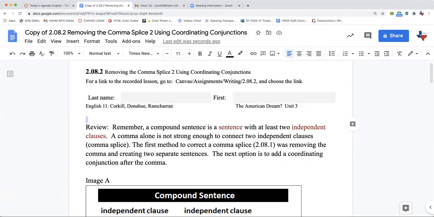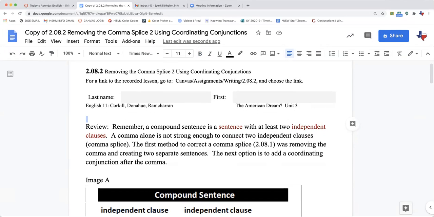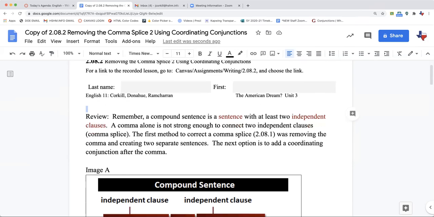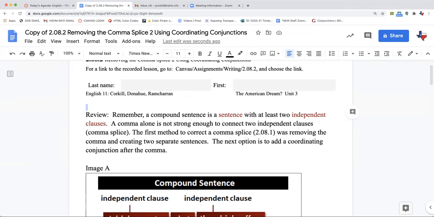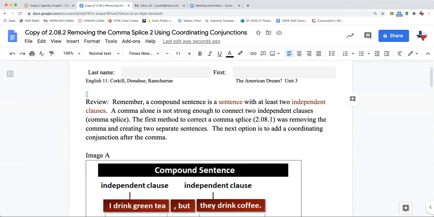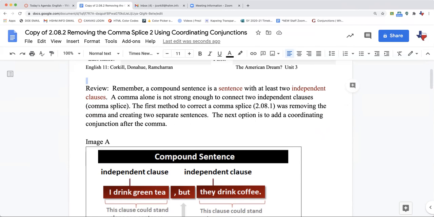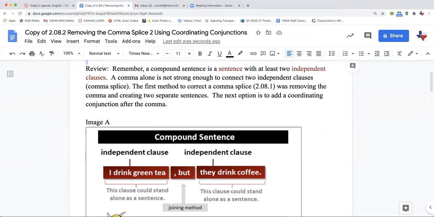Review: remember, a compound sentence is a sentence with at least two independent clauses. A comma alone is not strong enough to connect two independent clauses. It's called a comma splice. The first method to correct the comma splice from last week's 2.08.1 was removing the comma and creating two separate sentences. The next option we're adding this week is to add a coordinating conjunction after a comma.